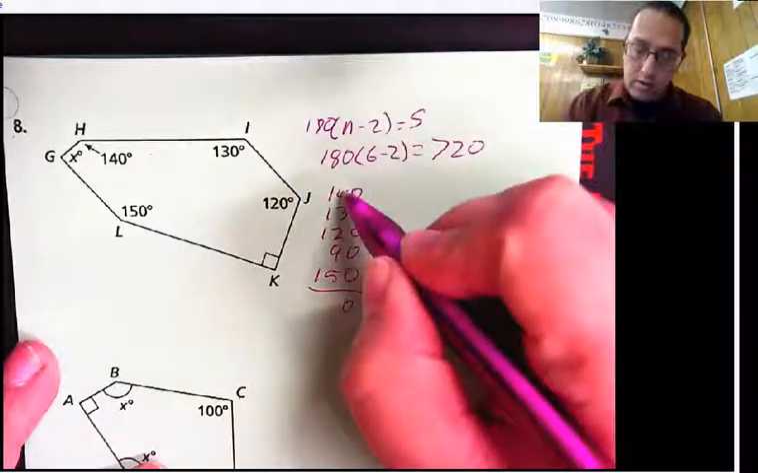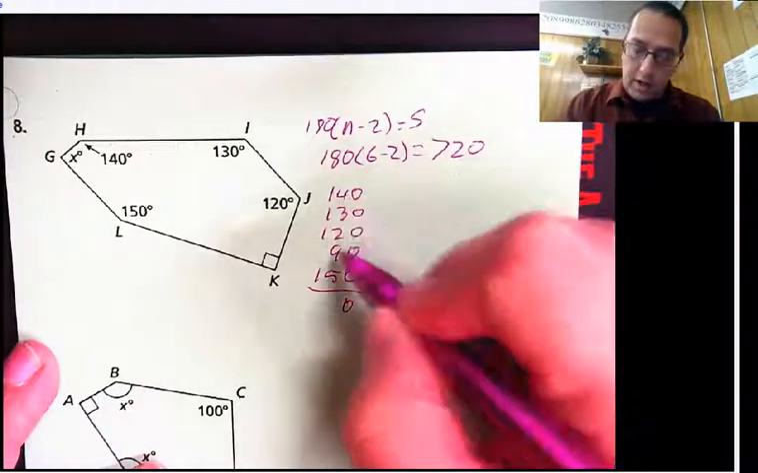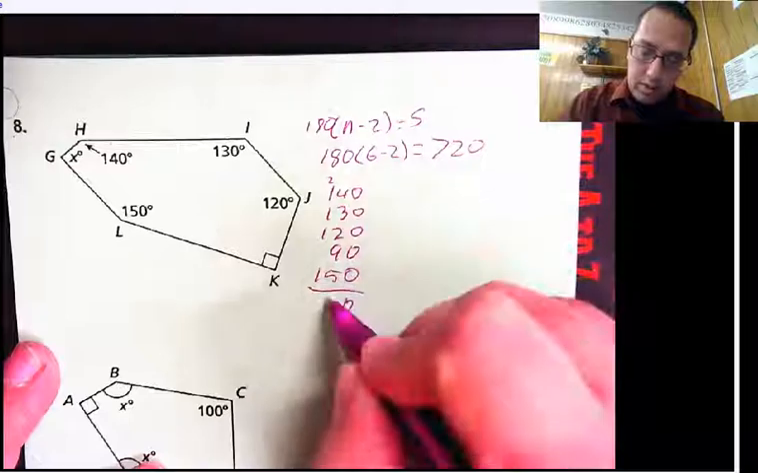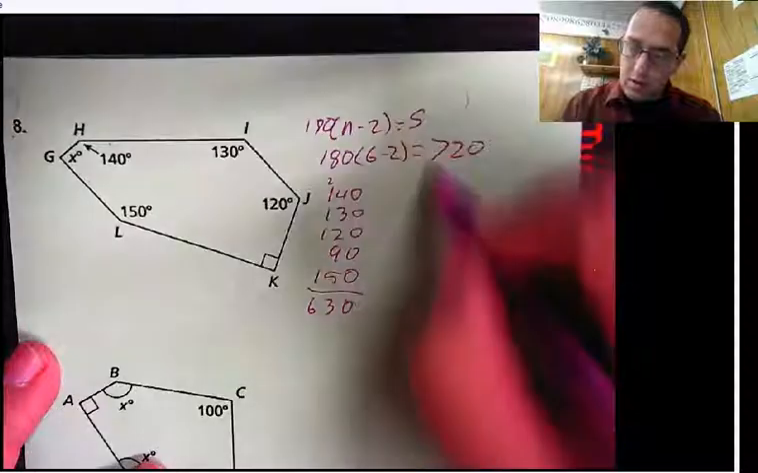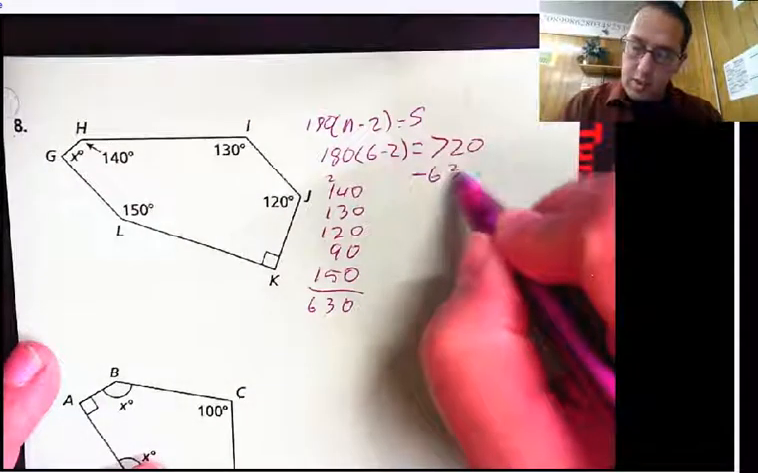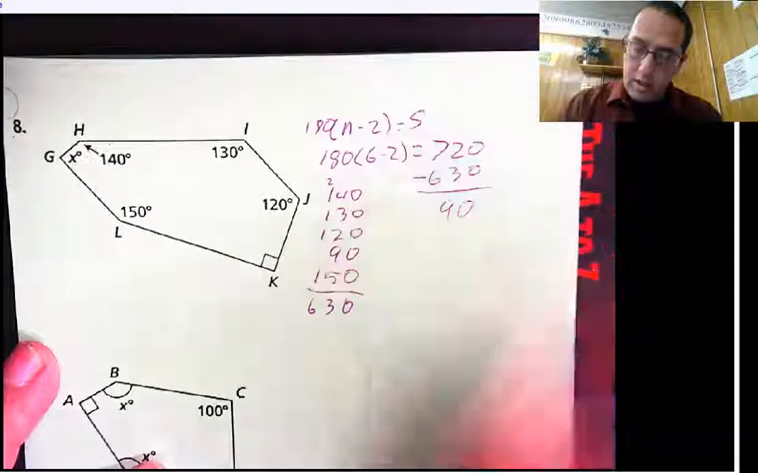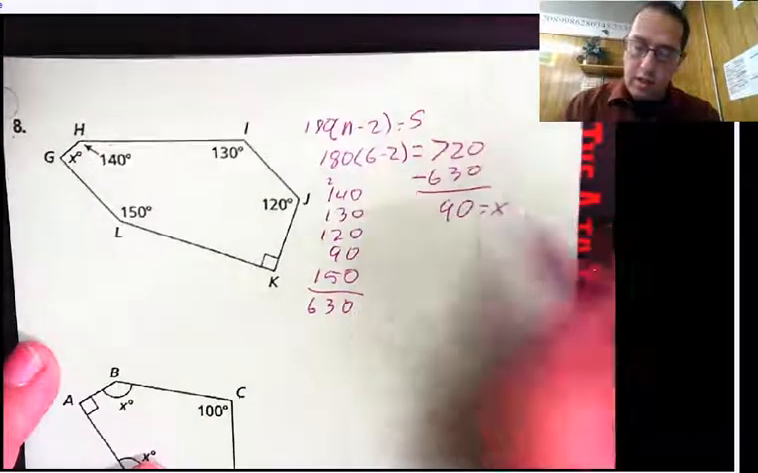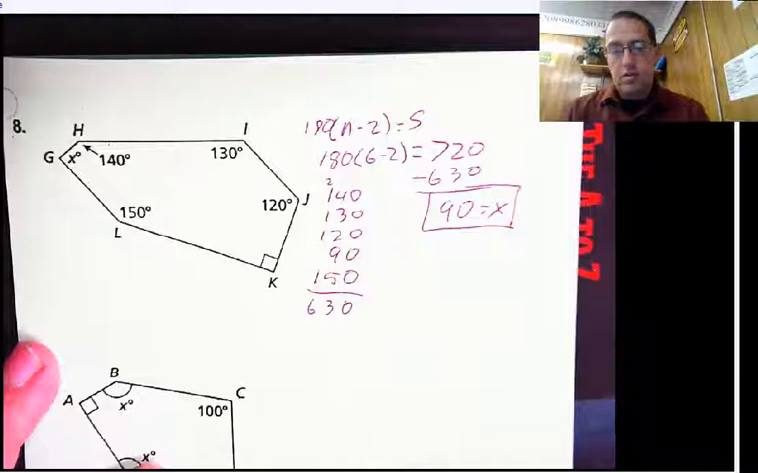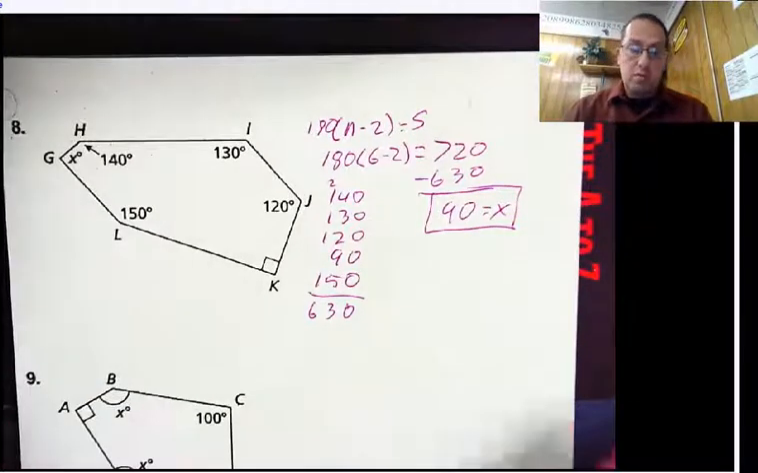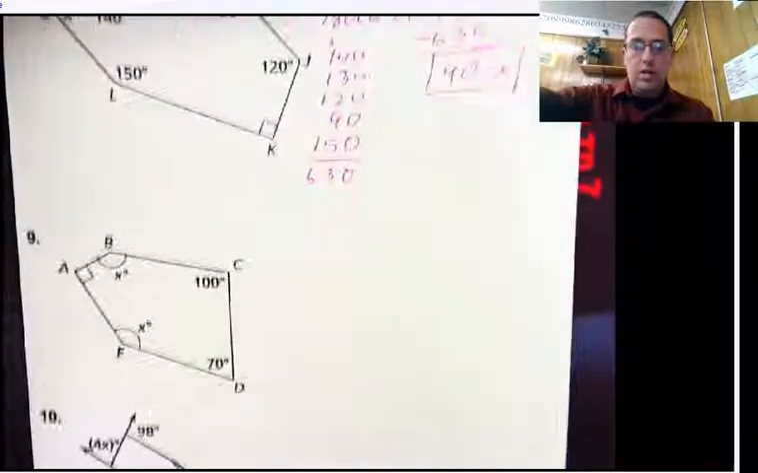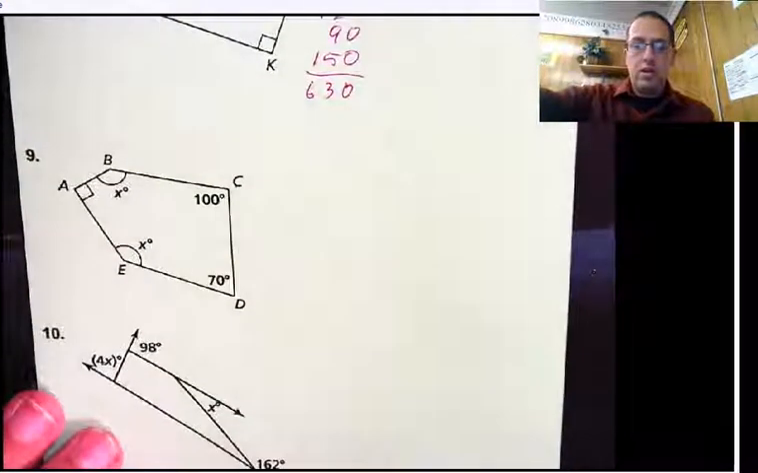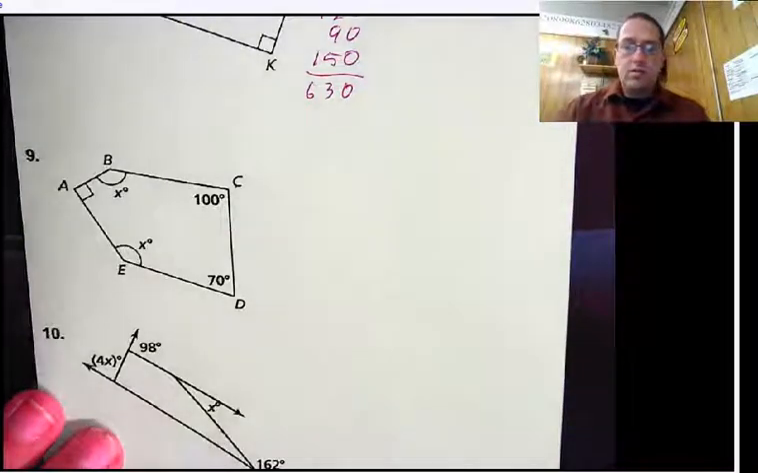Okay, so that's 0. Let's see, 2, 3, and 5 is 10, and 13 would be 23. So 2, 3, 4, 5, 6. 630, so 720 minus 630 is 90. So 90 equals x. And there's our answer there. All right. So again, not real bad. Pretty easy stuff. Actually, you know what? How about you take number 9 on your own? There it is. Pause the video, solve it, come back, see how you did.